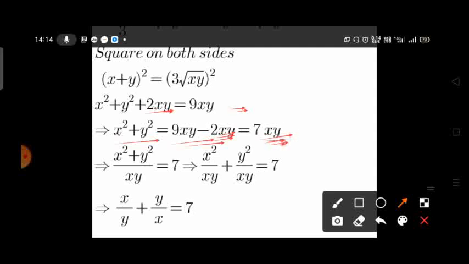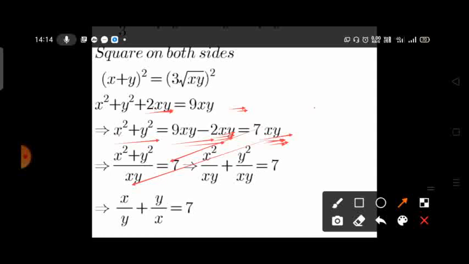This xy comes to this side, so it divides. The 7 remains there only. And then x square plus y square by xy is equal to 7. See, we have to write this step down only. Then your notes will be good to see.